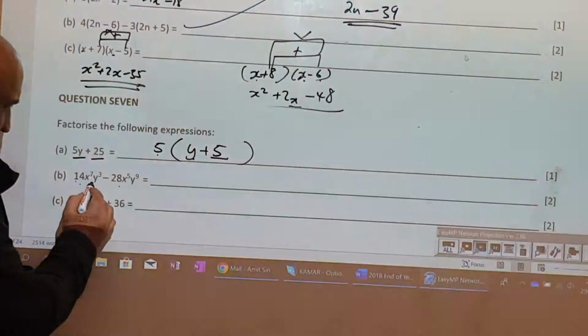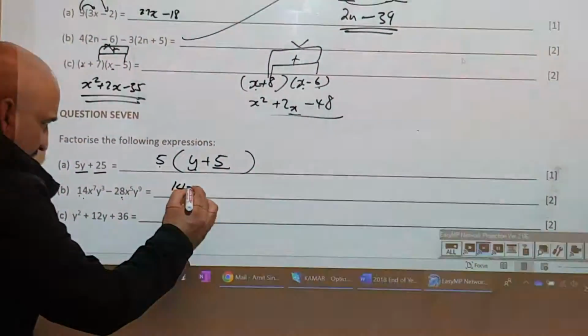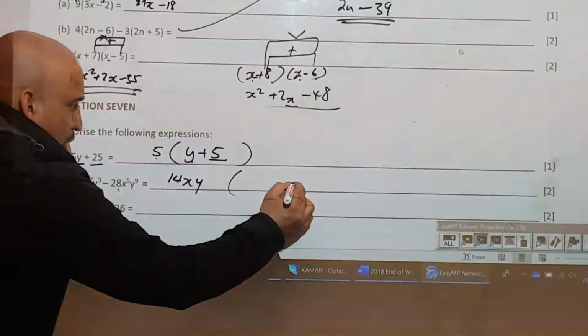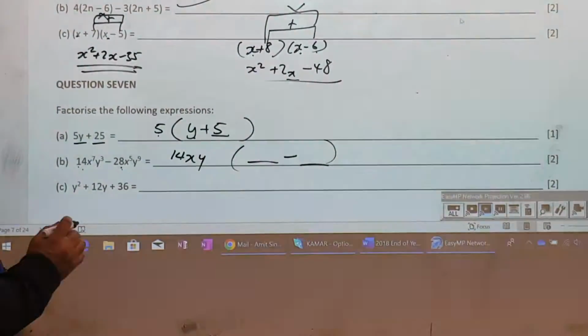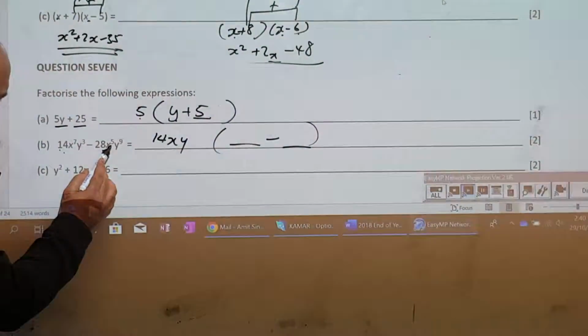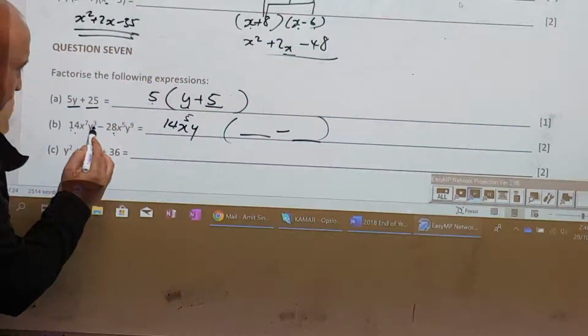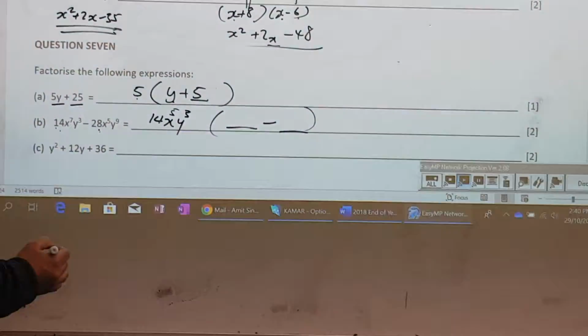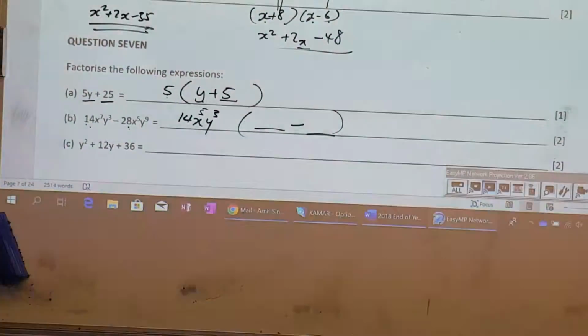What's the common factor here? I guess 14 can go into 28. So 14 is a common factor. X and y are all common factors. Make space for answers. What's the lowest power here? X is 5 and 7, so I'll put 5 over here. For y, what's the lower one? It's 3 here. So now this is the common factor: 14x^5 y^3.